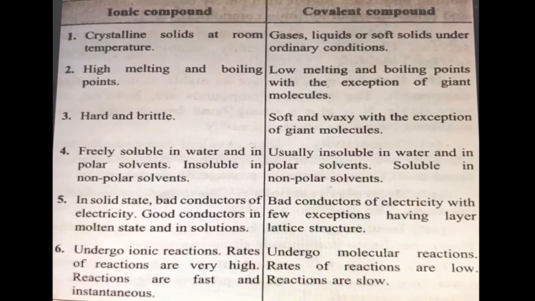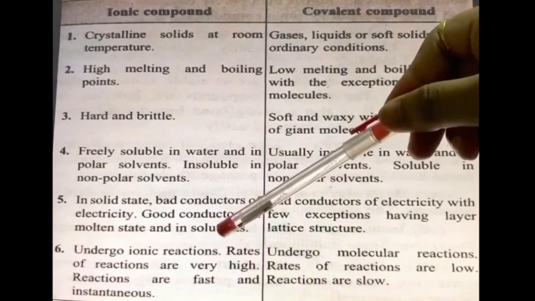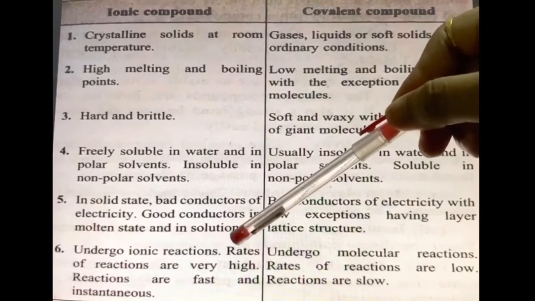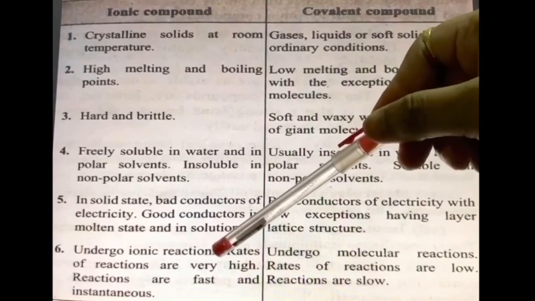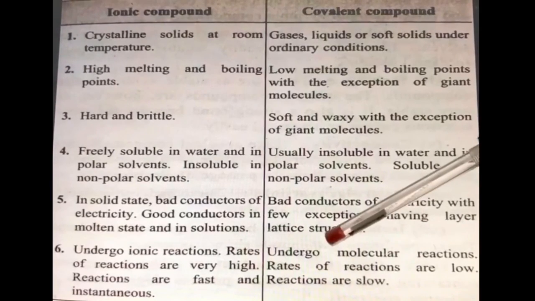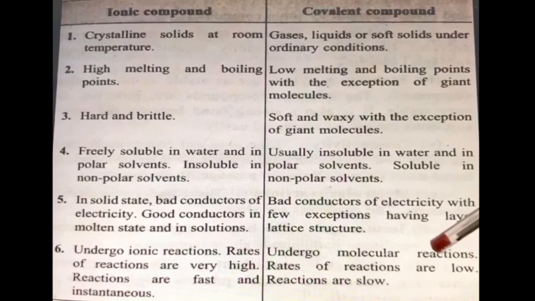Ionic compounds undergo ionic reactions. The rate of reaction is very high, so it is an instant or fast reaction, for example, neutralization of acid and base. And for covalent compounds, the rate of reaction is very low. That is the important difference between ionic compounds and covalent compounds.